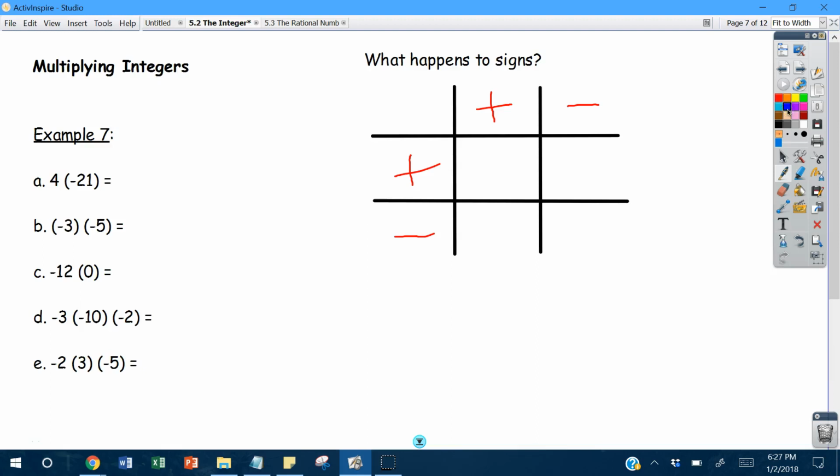This is Daniel Coosbury, and we are still working with integers. We're about to start multiplying and dividing. But before we do, let's talk about what is going to happen when we multiply numbers with different signs.